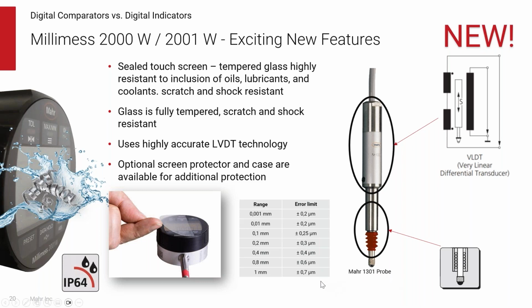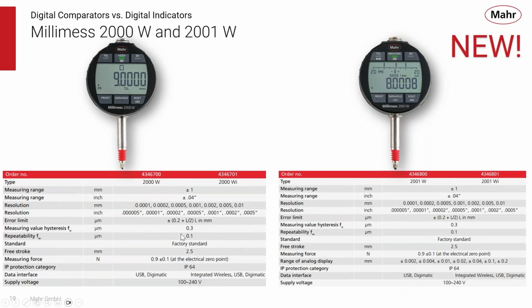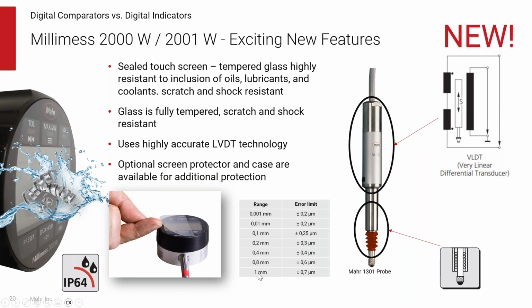Something else that you may have noticed here is this range and error limit table. If we remember correctly, the Millimesh's accuracy is given by an equation. So that is dependent upon how much you move in millimeters on the scale. From our set position, if we move 1 millimeter, we're going to have an accuracy of plus or minus 0.7 of a micron. If we move only 1 micron, our accuracy is going to drop significantly all the way to 0.2 of a micron.